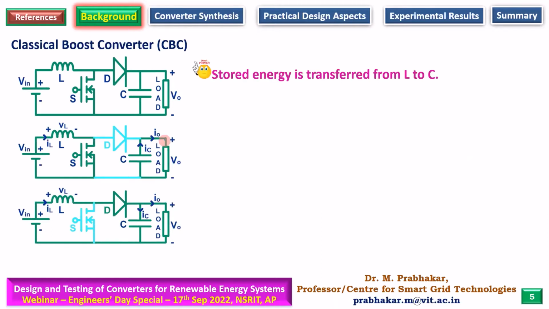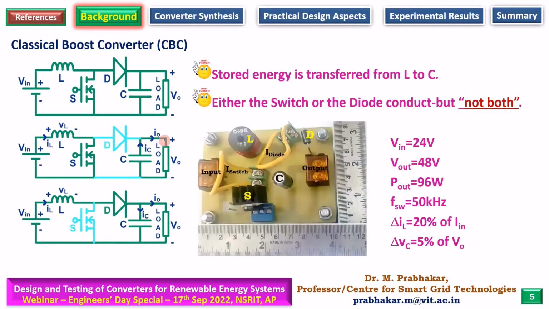So for that, I'll take up the classical boost converter. You might have come across this in power electronic course. Still, I am recollecting this very soon. You have the circuit diagram of a classical boost converter, which has an inductor, switch, diode, and a capacitor. When the switch is going to be turned on, the inductor will store energy.